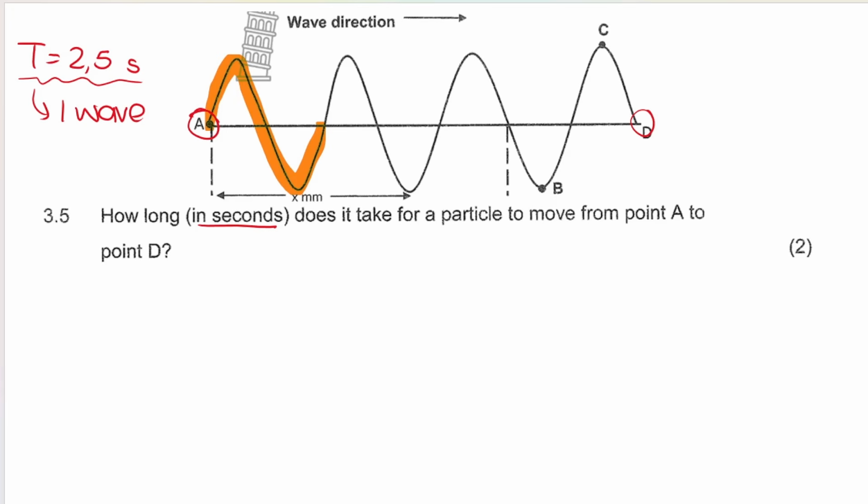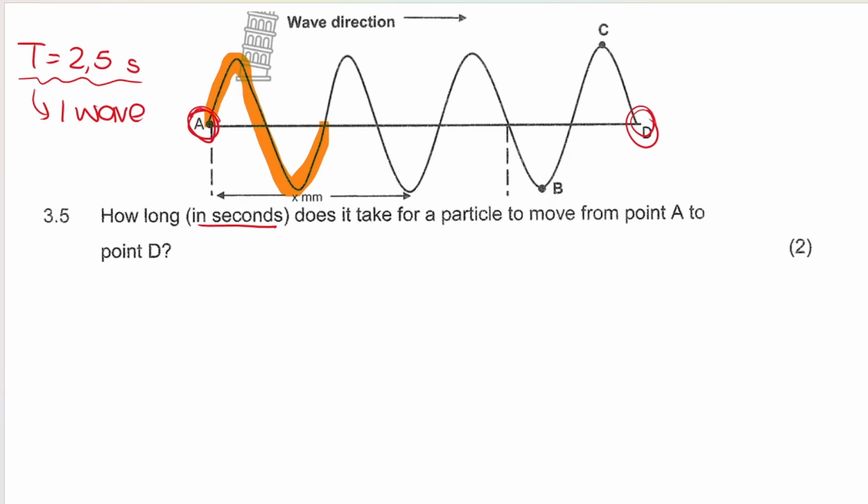They want to know how long does it take to go from A to D. So basically what you need to do is you need to calculate or count how many waves are there from A to D. So if one wave takes 2.5 seconds, two waves would take 5 seconds because 2.5 times 2. 3 waves would take 2.5 times 3, and so on. I don't know how many waves there are. I don't know if there's 1 wave, 2 waves, 3 waves, 4 waves, 5 waves, but we can count it. So from A to D, how many waves are there?